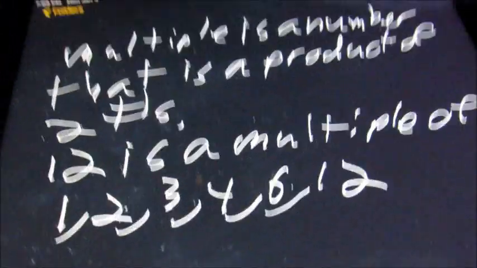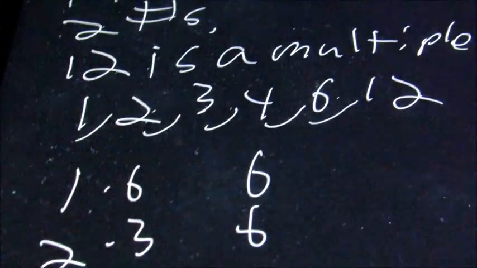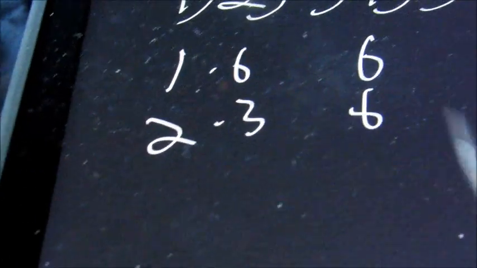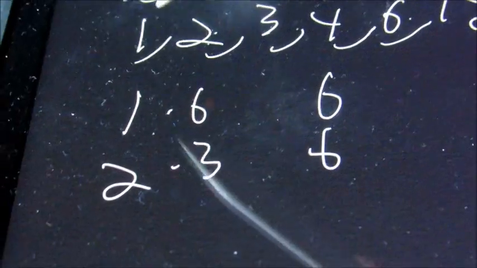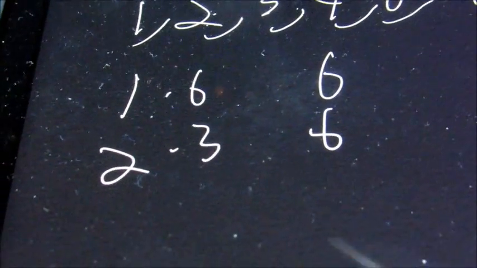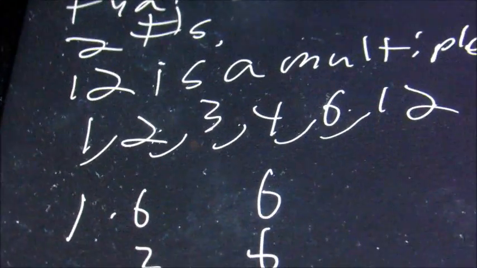On our previous example, 1 times 6, the multiple is 6. 2 times 3, the multiple is 6. And 1, 2, 3, and 6 are all factors of 6.